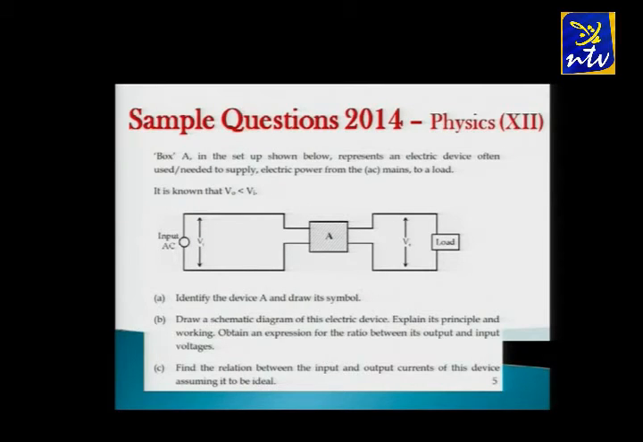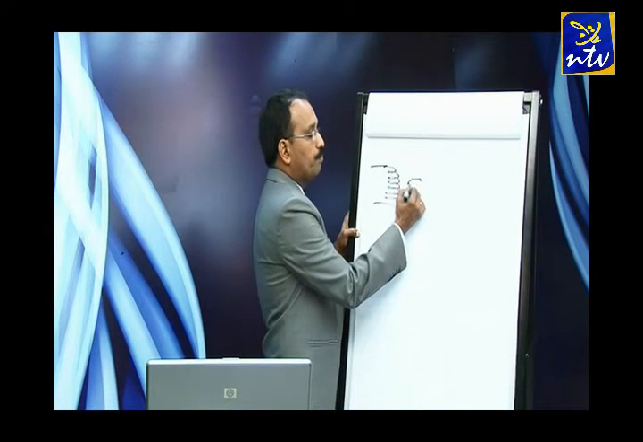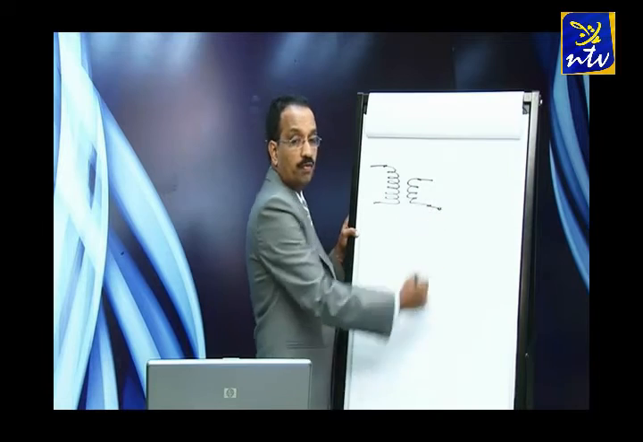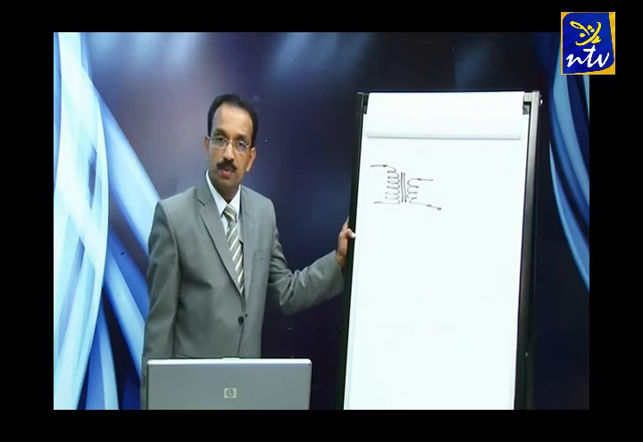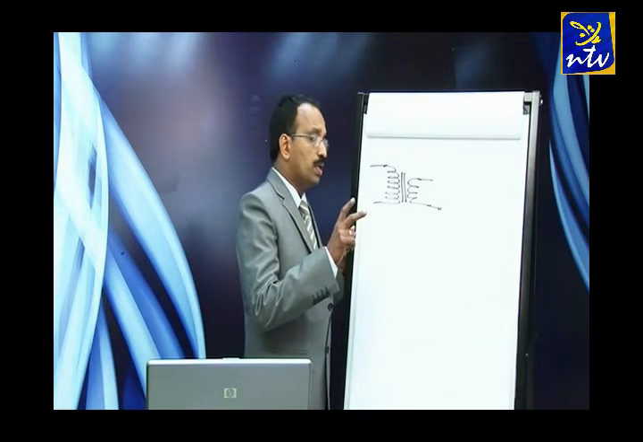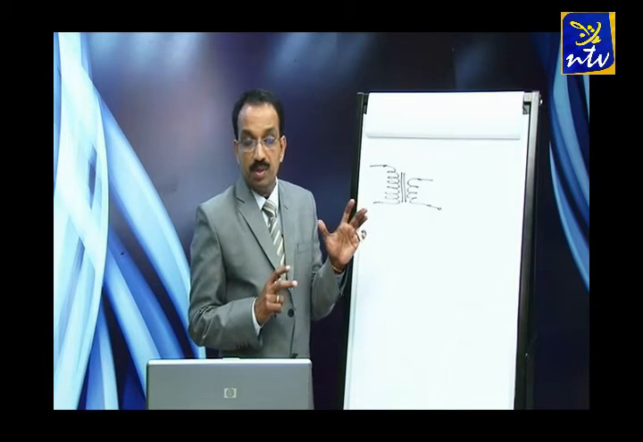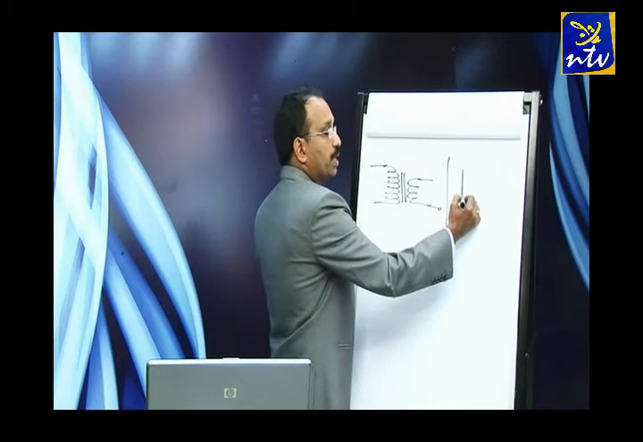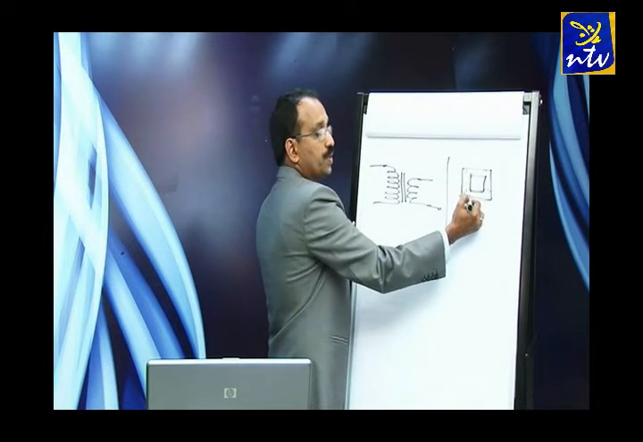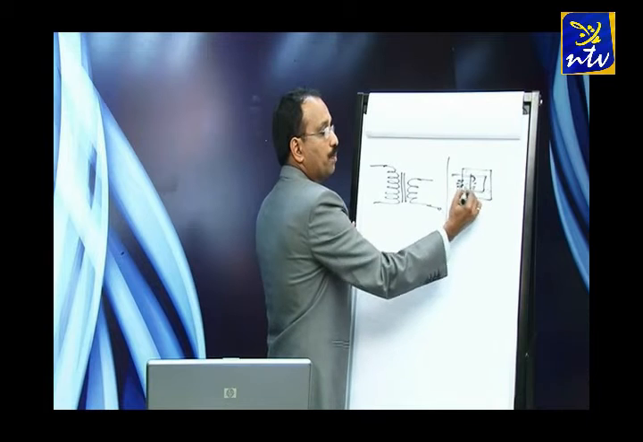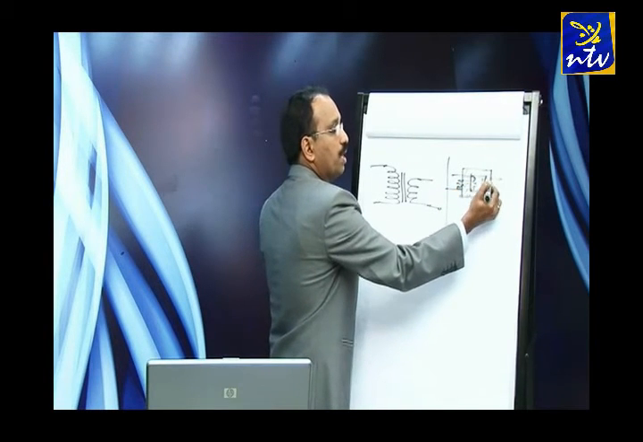So A is a step down transformer, and we have to draw its symbol. See the symbol of a transformer: we draw a coil like this, and this is a core. This is the symbol of a step down transformer. Don't get confused between the symbol and the schematic diagram. The schematic diagram is the one we usually draw. One type of schematic diagram is like this: an iron core, and this is the primary coil. Here we have the secondary coil.